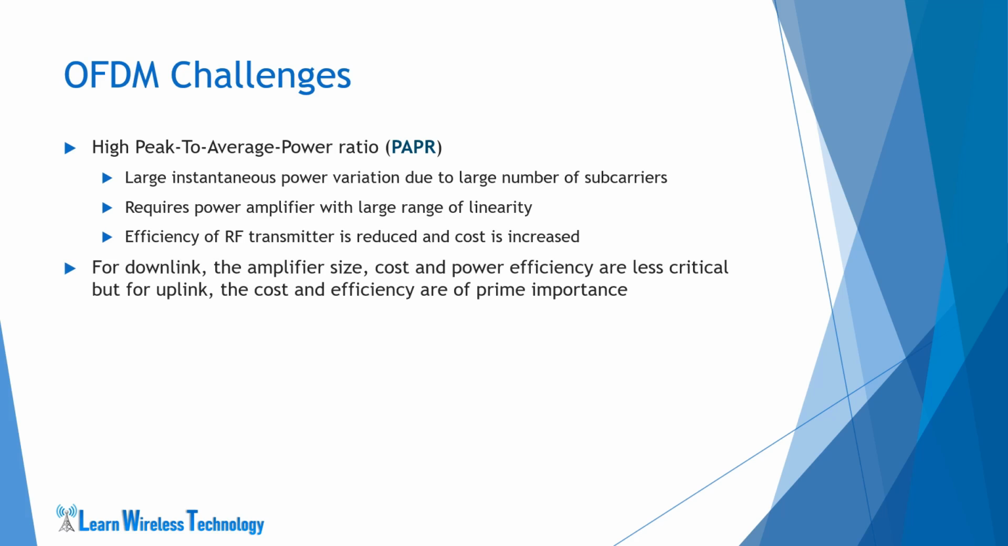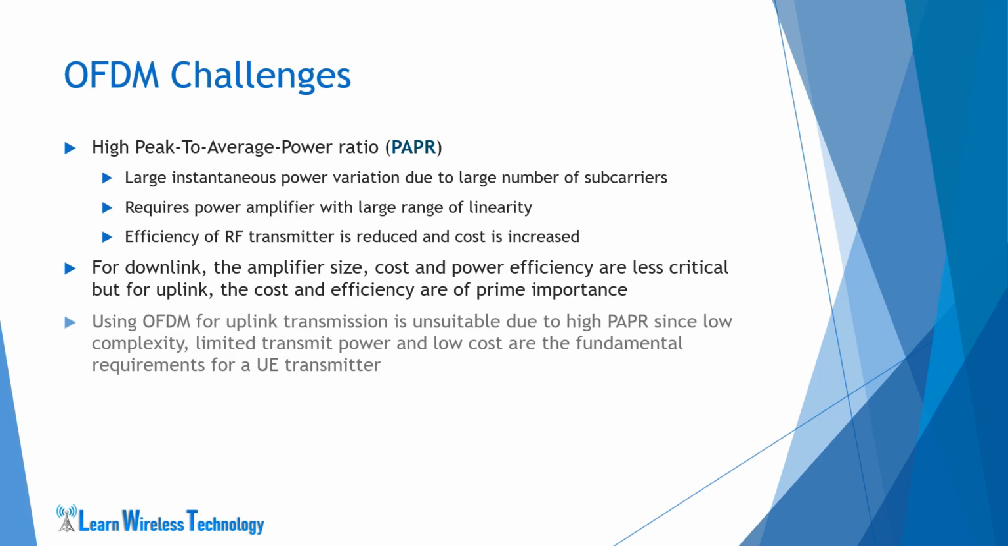Now, while considering factors such as amplifier size, cost and power efficiency for downlink transmission, that is at the E node B, these factors are less critical. But when the same is considered for uplink transmission, that is at the UE, then the cost and efficiency are of prime importance, since the cost of the UE must be affordable and battery life should offer acceptable performance. Hence, the high PAPR is acceptable for downlink as it can be handled by the E node B, but it is a serious problem for uplink due to large variation in power that leads to reduced efficiency, and UEs, which are battery powered devices, would be less efficient to handle this.